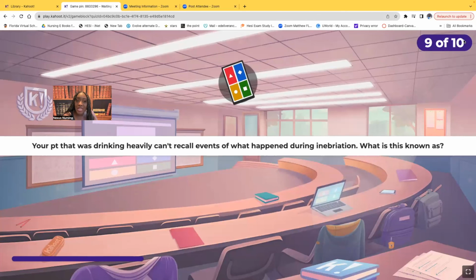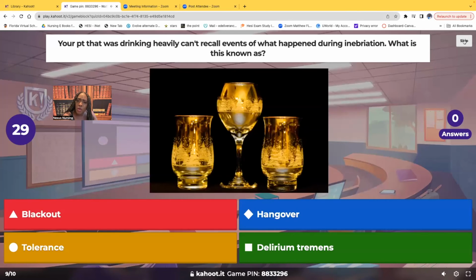Your patient was drinking heavily and can't recall events of what happened during the inebriation. What is this known as? Is it known as a blackout, hangover, tolerance, or delirium tremens?